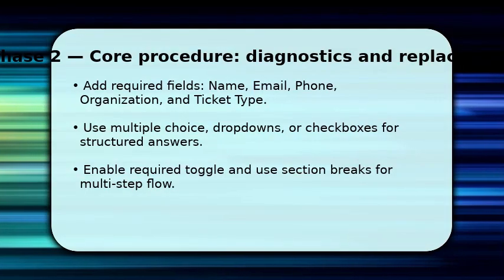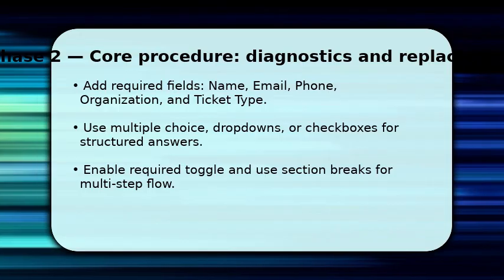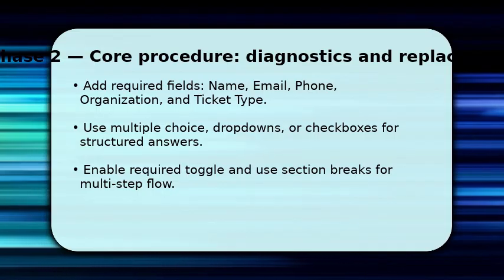Now build the core fields. Add short answer for name and email, use phone or drop-downs for ticket types, and checkboxes for options like meal preferences. Use the required toggle so you only get complete registrations, and add response validation where needed, for example, email format or numeric phone length.